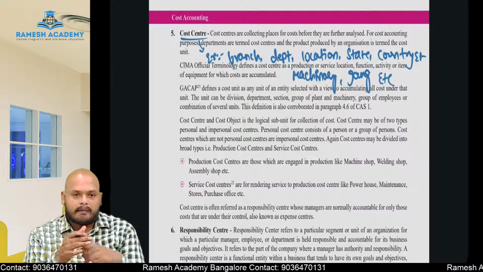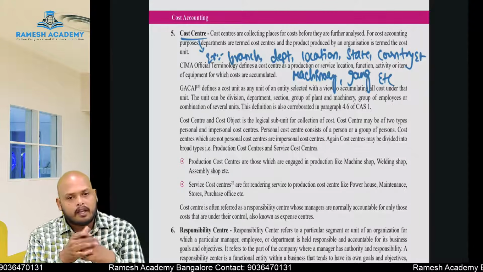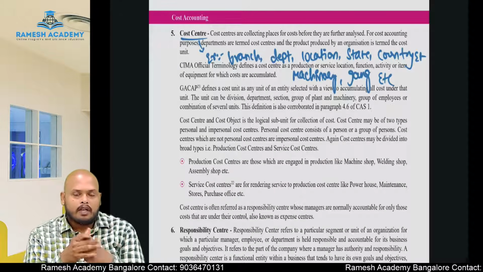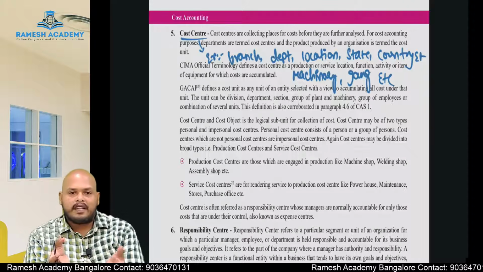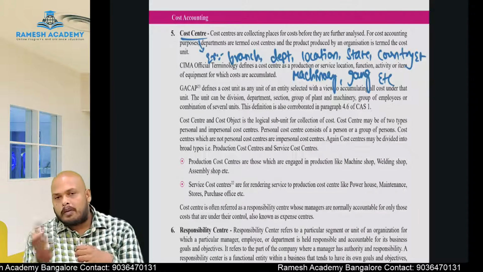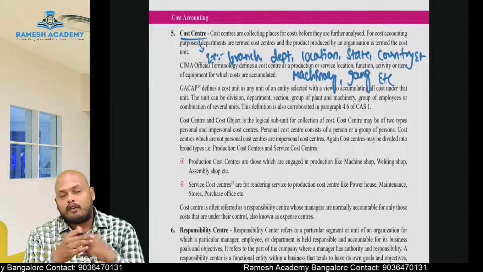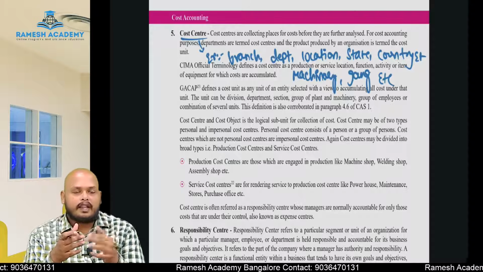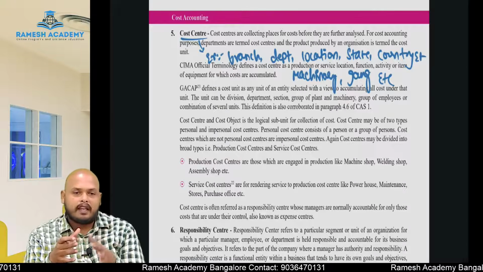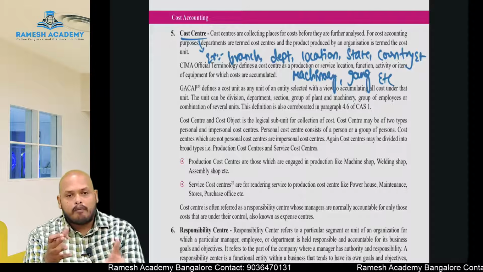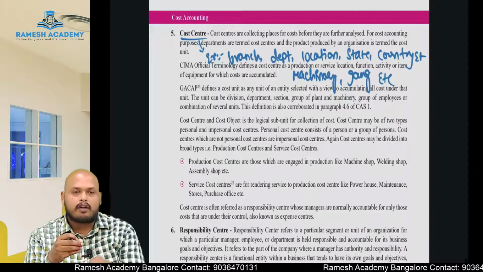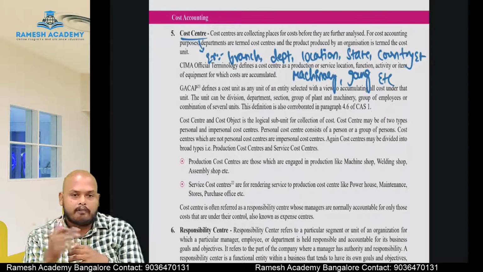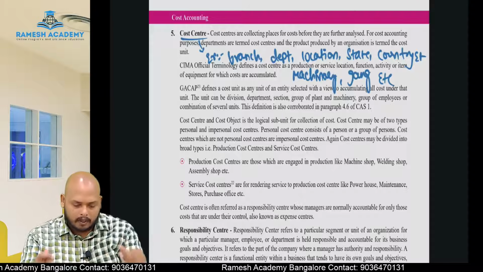Suppose, let's take Ramesh Academy. Let us assume Ramesh Academy has 6 branches in Bangalore. Jayanagar is the main head office, and the Jayanagar branch is treated as a cost center. Again in Koramangala there is also a Ramesh Academy, and the Koramangala branch itself is treated as a cost center. A cost center can be a branch, a department, or a location. Ramesh Academy located in Bangalore is one cost center, in Hyderabad is one cost center, in Pune is one cost center, like that.